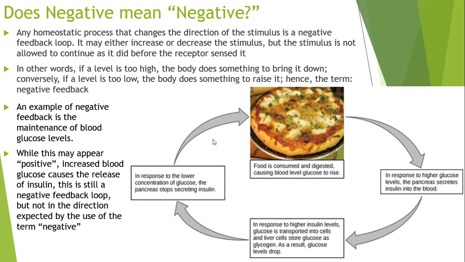So it may either increase or decrease the stimulus, but the stimulus is not allowed to continue as it did before. As I previously mentioned, we can talk about an increase in a level or a decrease in the level. And what a negative feedback system does is respond to that increase or respond to that decrease to either increase or decrease the physiologic process to get whatever it may be back to that homeostatic balance. So for example, here again, we go over the blood glucose levels. That might be important.